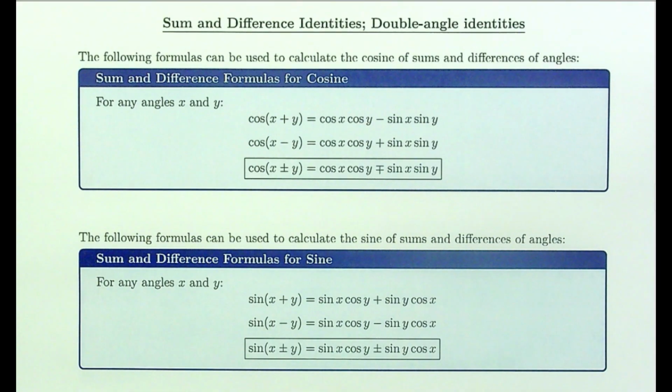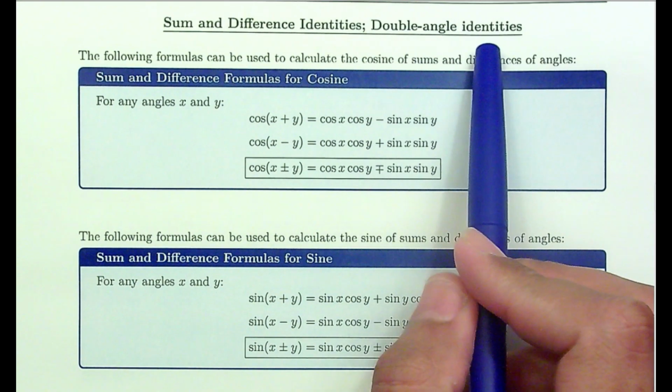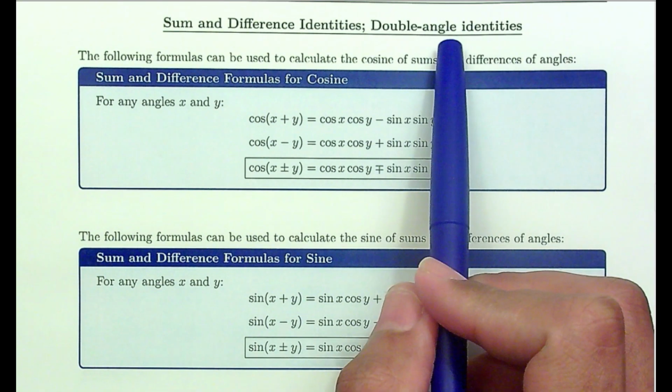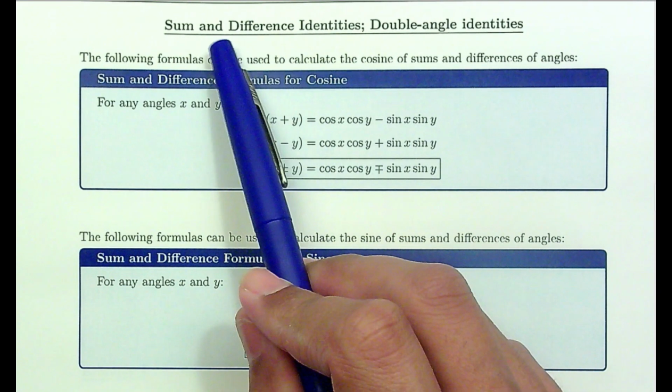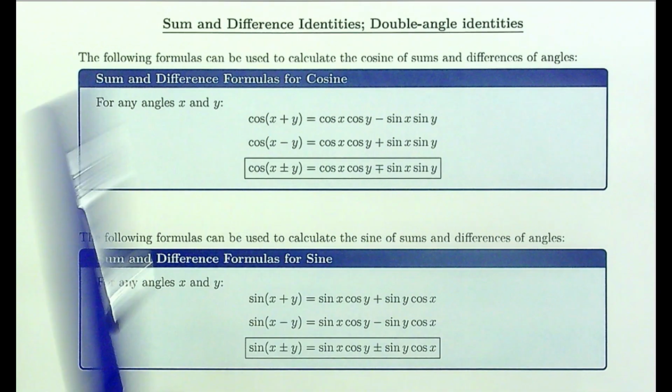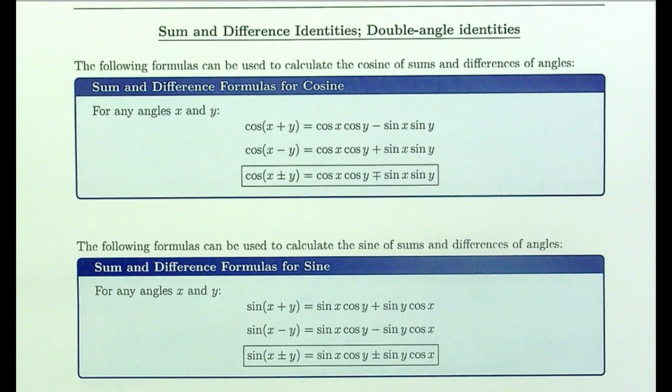In this lesson, we will discuss a new set of identities called the sum and difference identities, and another related set of identities called the double angle identities. The double angle identities are just going to be a special case of the sum and difference identities. And the sum and difference identities are basically formulas, just think about them that way, that allow you to expand a trigonometric function whenever you have either a sum or a difference inside.